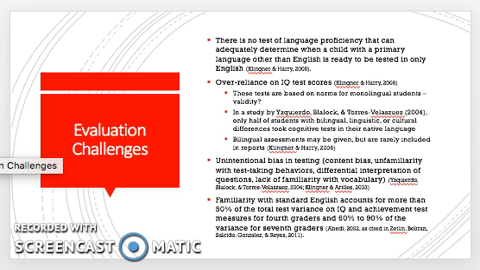Now we're going to look at some challenges inherent in the evaluation process for special education. One challenge is that there is no test of language proficiency that can adequately determine when a child with a primary language other than English is ready to be tested only in English. So a student's fluency in English in their oral language skills can sometimes mask the need for a native language assessment.